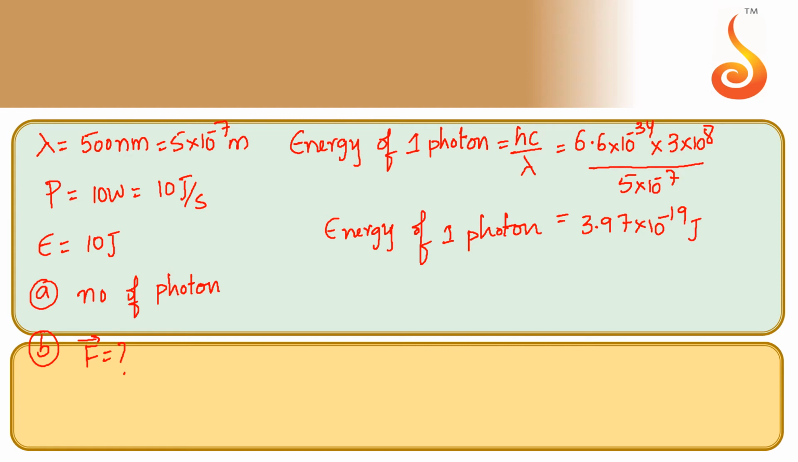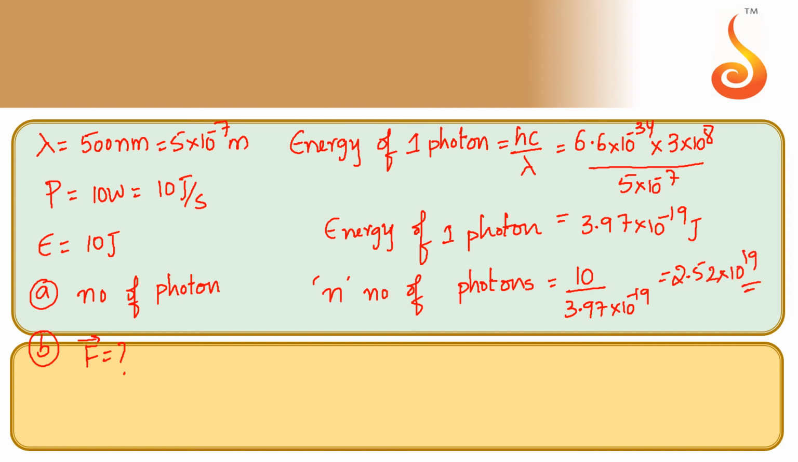So one photon carries 3.97 into 10 power minus 19 joules, and n number of photons carries 10 joules. Therefore n, the total number of photons, is equal to total energy by energy of each photon. So that is 10 by 3.97 into 10 power minus 19, which will be equal to 2.52 into 10 power plus 19. So the total number of photons which carries 10 joules of energy is 2.52 into 10 power 19. And we also need to calculate the force.